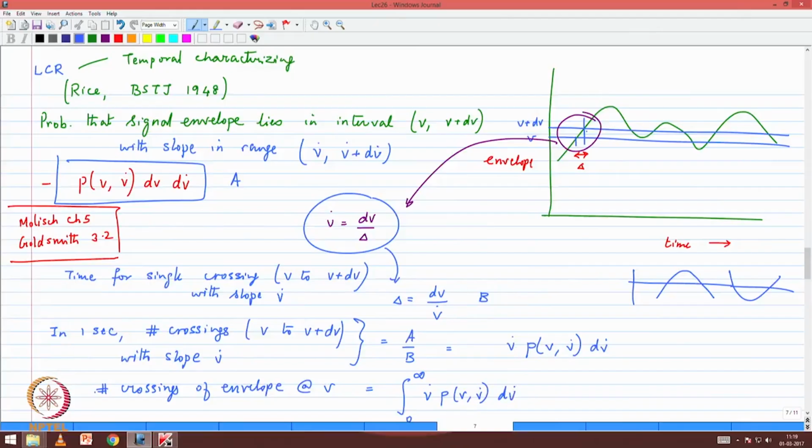Now it is a matter of doing the integral, but the most important thing is that this is the level crossing rate, N of V. Let me give you a minute to assimilate this. The formulation had two steps. One is the probability that you lie in a certain range with a certain slope, and then, if you are at a given slope, the time that it takes for you to cross.